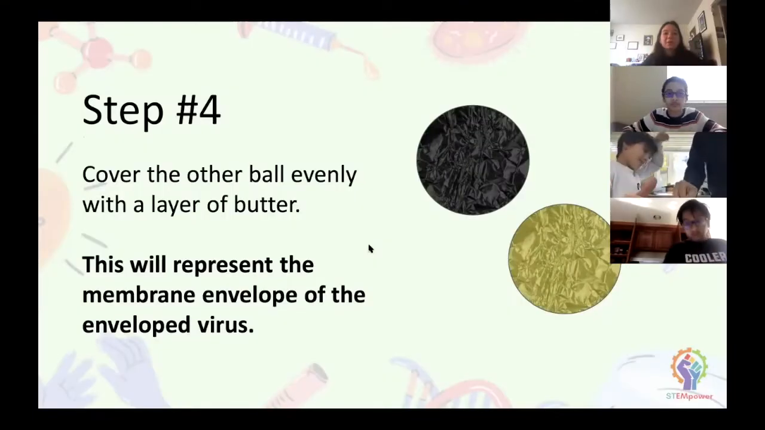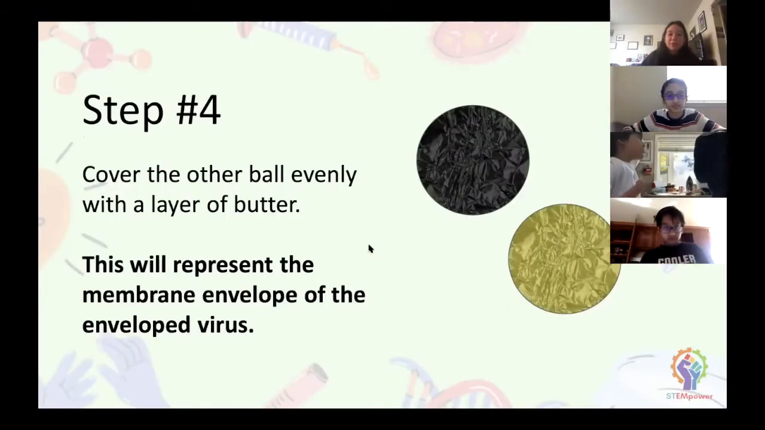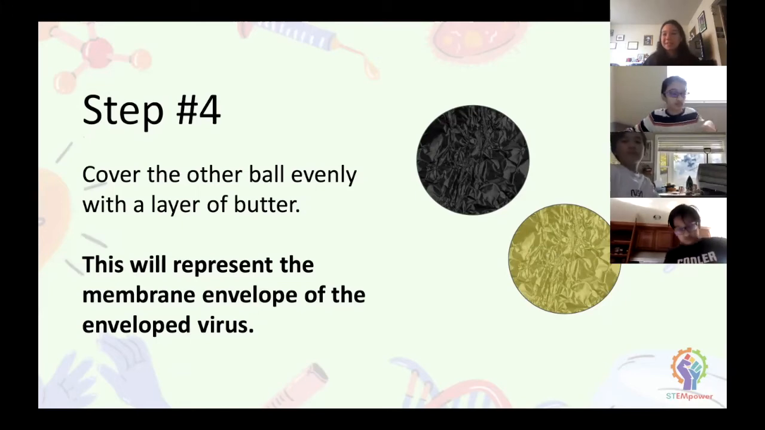Awesome. So let's move on to step number 4. Now we're going to do our enveloped virus. We're going to cover it in butter. And I won't ask what this is because, if it's our enveloped virus, then this represents the envelope.